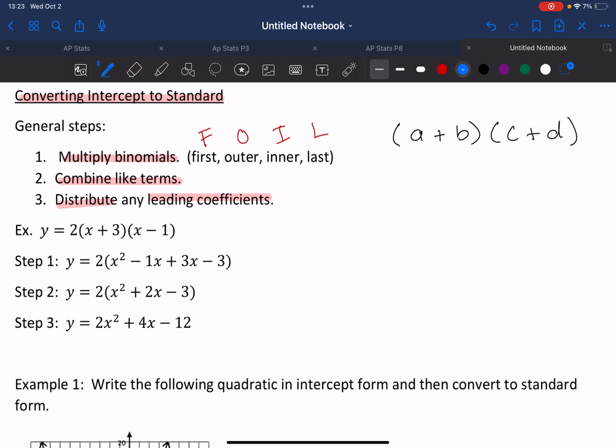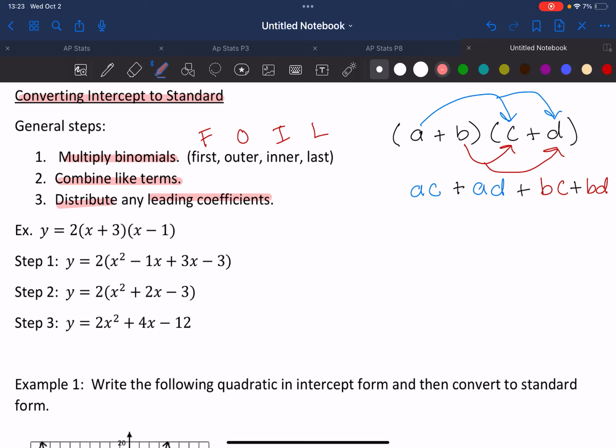We multiply the first term by the first term, and then the first term by the second term. Then we do the second term by the first term, second term by the second term. Okay, so it would look like A times C plus A times D plus B times C plus B times D. And again, this is just more of a visual to show the FOIL method.